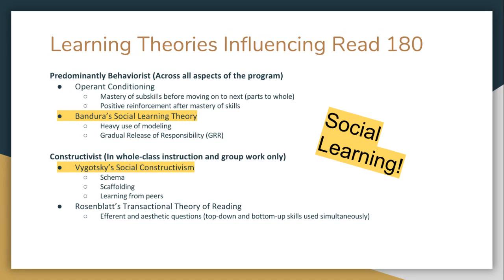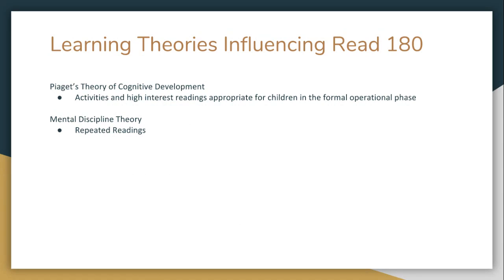Obviously, we also see from Vygotsky's social constructivism, social learning, in which students learn from their peers. There are also elements of Piaget's theory of cognitive development because activities in Read 180 and high interest readings are appropriate for children who are entering the formal operational phase. So students may be learning vocabulary words that are lower level. They may be learning sight words. They may be learning the difference between ing and ly, but it is done in a context that is higher level for students.